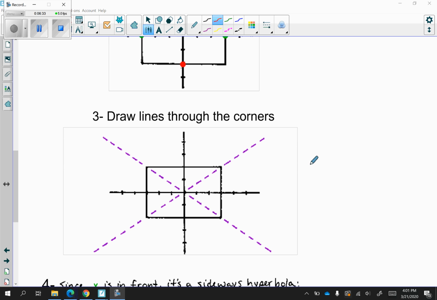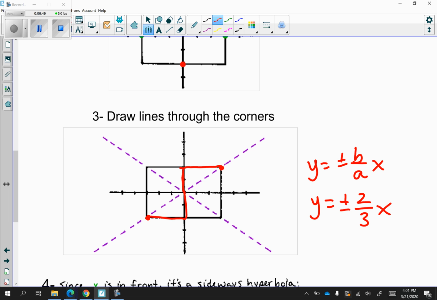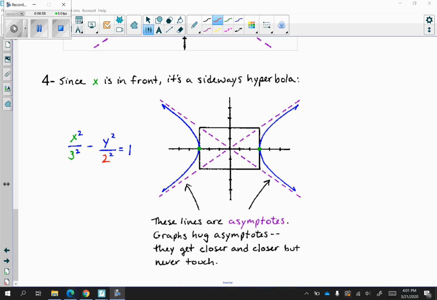Now, the formula is going to be y is equal to plus or minus b over a x, which is y is equal to plus or minus 2 over 3x. So that's why we're going up 2 and right 3. Down 2, right 3. Same idea over here and over here. Step 4, since x is in front, it's a sideways hyperbola. These lines are the asymptotes, and the graph hugs the asymptotes. They get closer and closer, but never touch.